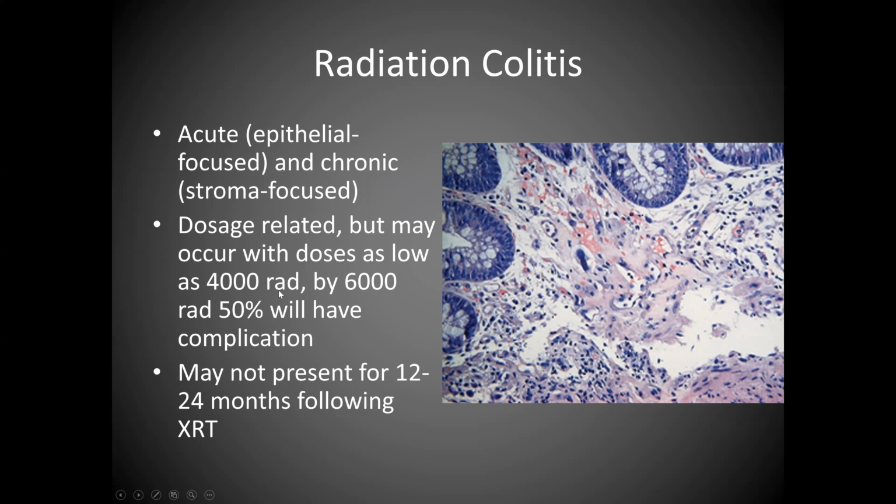Dosage is important, but certainly by the time they get therapeutic doses of 6,000 gray, or 6 gray, many will have this complication. And then sometimes you may not see this develop, particularly the more chronic sorts with the fibrinoid or hyaline changes, until several months post-treatment.